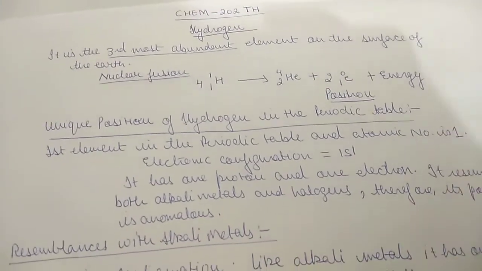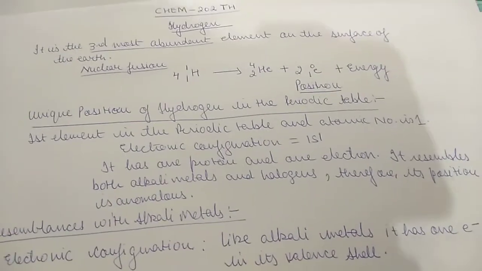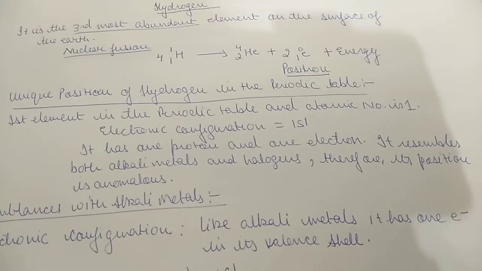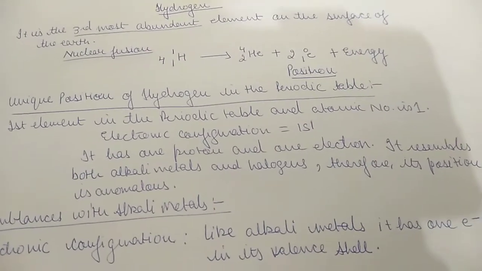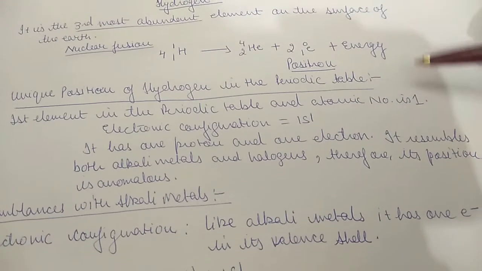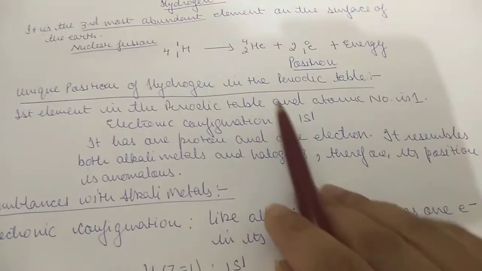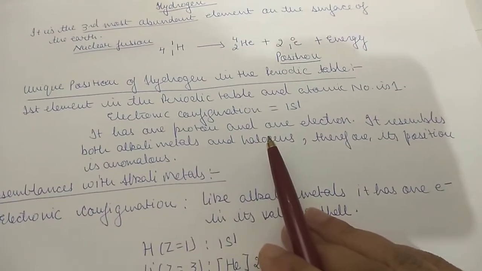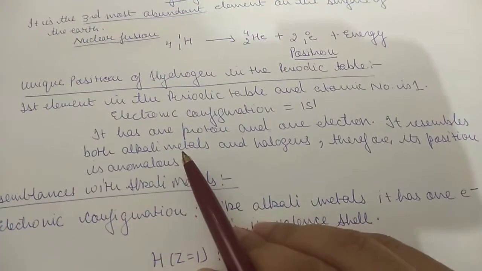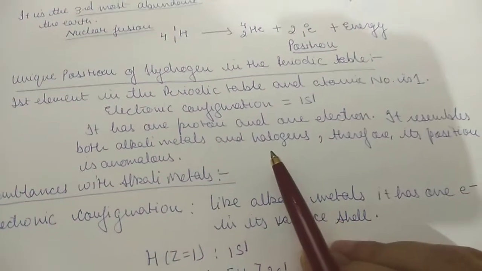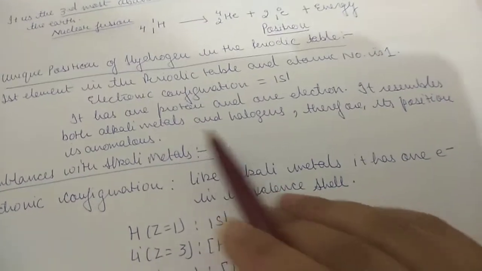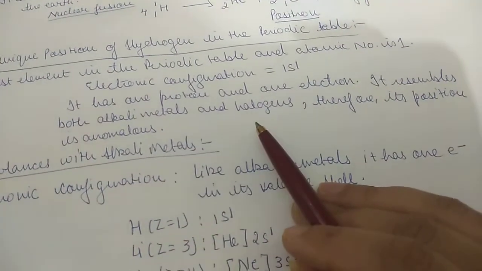Now, one of the most peculiar features of hydrogen is its unique position in the periodic table. It is the first element of the periodic table, and its atomic number is 1. Its configuration is 1s1, and it has 1 proton and 1 electron. It resembles both alkali metals and halogens. Therefore, its position is anomalous. Its properties match both those of the alkali metals and those of the halogens.